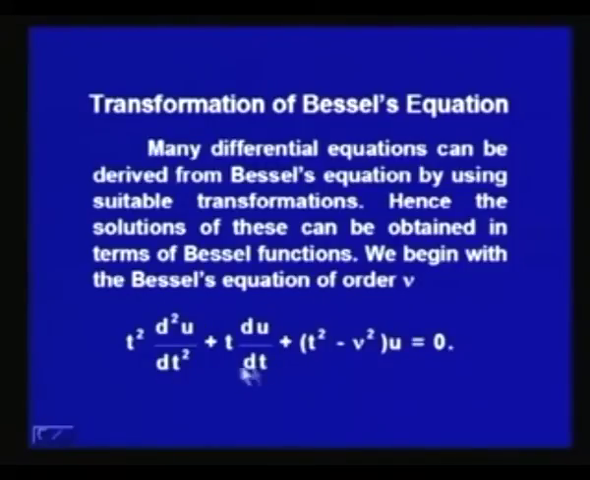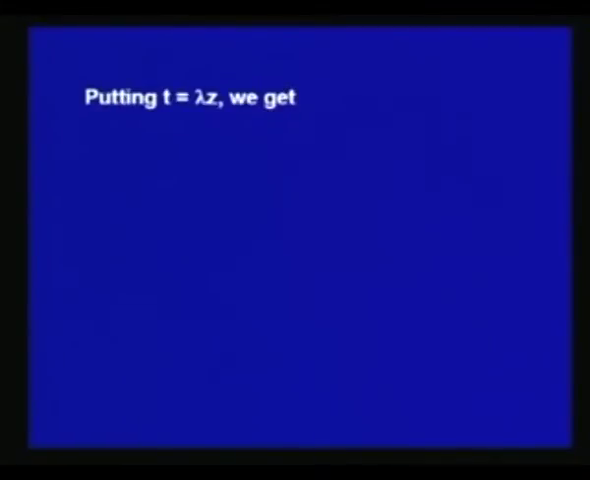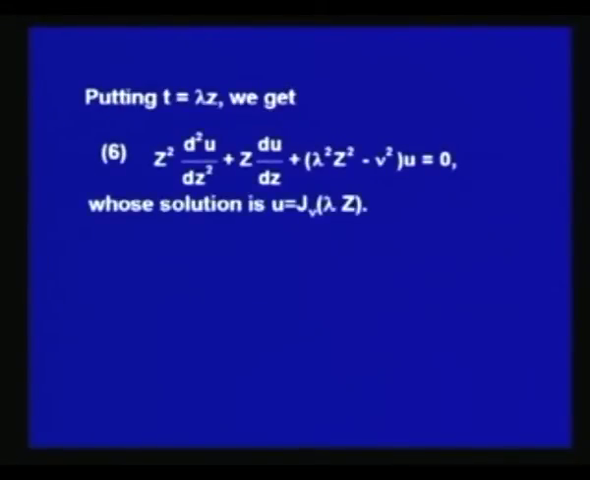So let us consider Bessel's equation of order nu: t square d square u over dt square plus t times du by dt plus t square minus nu square into u equal to 0. The first substitution that we make in this equation is t equal to lambda z, that is, we change from the independent variable t to the independent variable z. Lambda is a constant here.